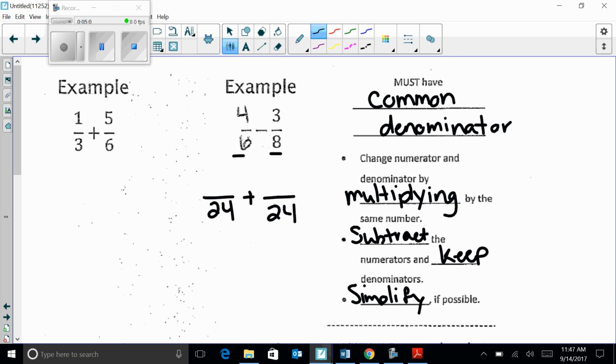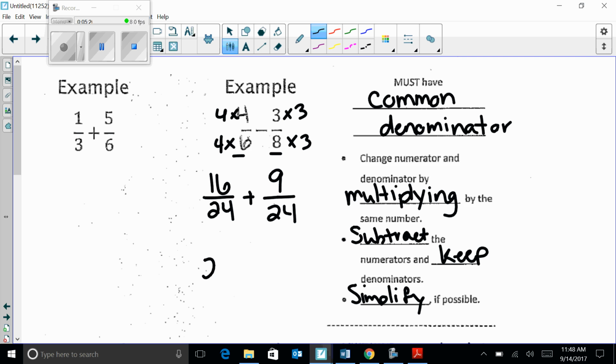So 6 gets to 24 by multiplying by 4, which means I have to multiply the top by 4. So 4 times 4 gives me 16 on the top of the left. 8 gets to 24 by multiplying by 3. So my numerator is also multiplied by 3. 3 times 3 is 9. So now I have like fractions, which is easier to solve, so now we add.